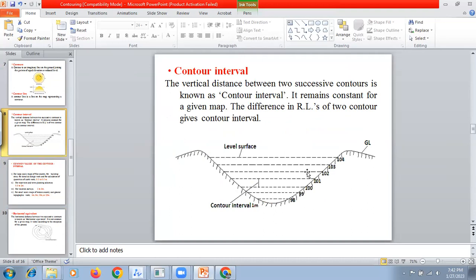So there is some terminology. The vertical distance between successive contours is known as the contour interval. Just now we saw that you can go for the 89 contour, then the 89.5 contour. So the distance between these two, 89 and 89.5, is the contour interval. Here it is 103 and here it is 104, so the contour interval is 1 meter. 104 minus 103, that is 1.